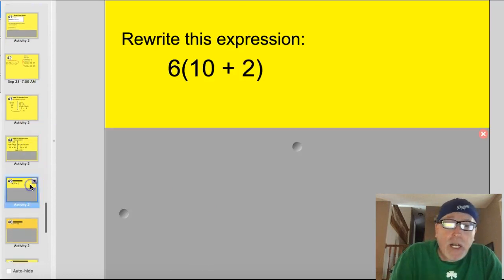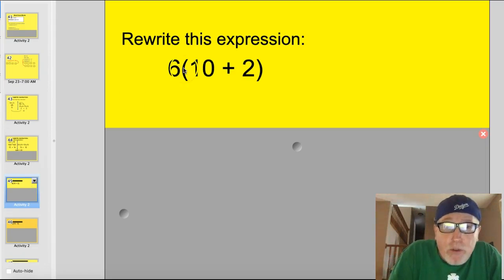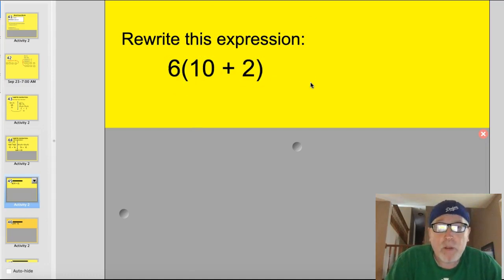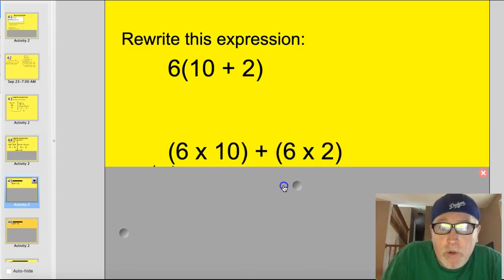All right, let's start off with rewriting. Let's see if you can take and rewrite this expression by distributing out the 6. You're going to go from one set of parentheses to 2 sets of parentheses. All right, think about that. It's not a pause problem. I'm going to do it for you. So here it is. I distribute out the 6. 6 times 10 is 6 times 2, and it's plus in the middle, so the plus comes down here.